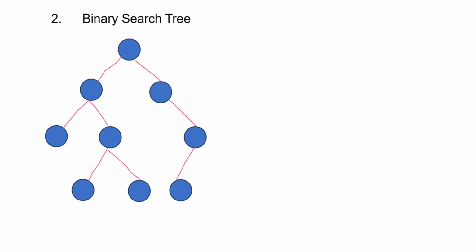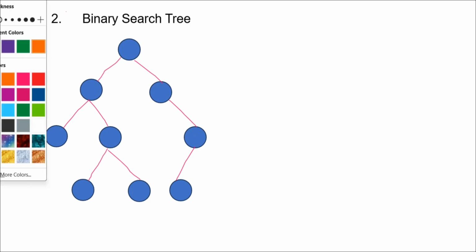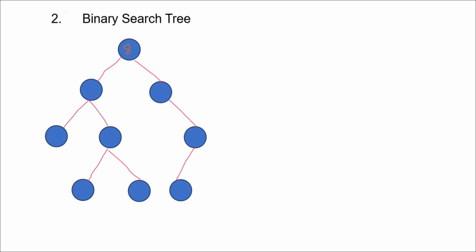Next, 3 is the parent node. The left subtree of 3 must be less than 3, right? So I take 1. I take 6 as the right subtree of 3. Now for the right subtree of 10, I want to take a value greater than 10, so I take 14.